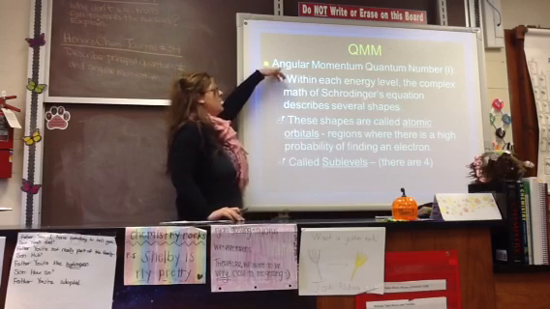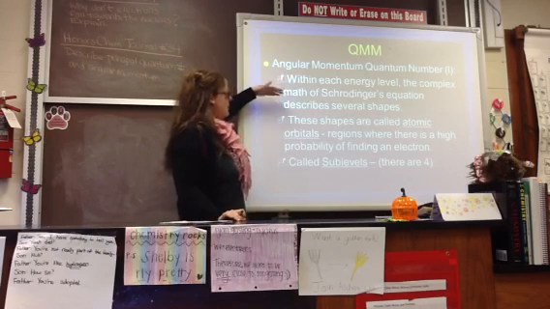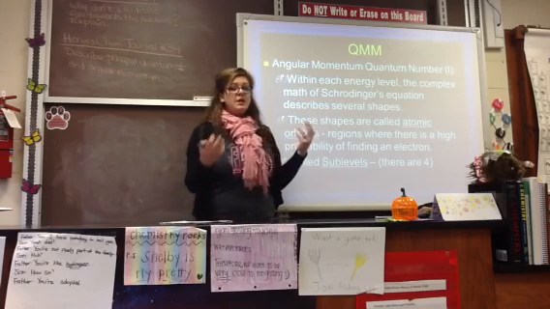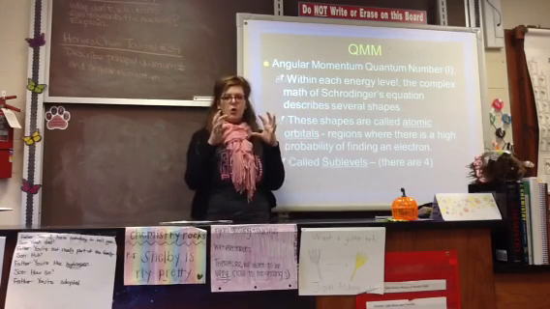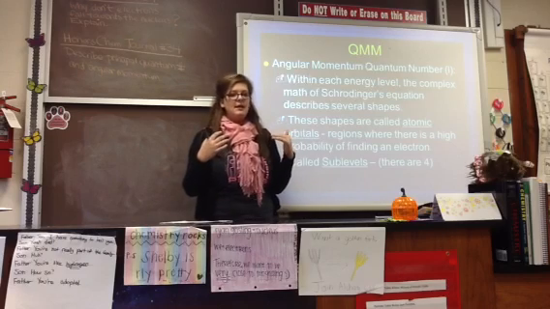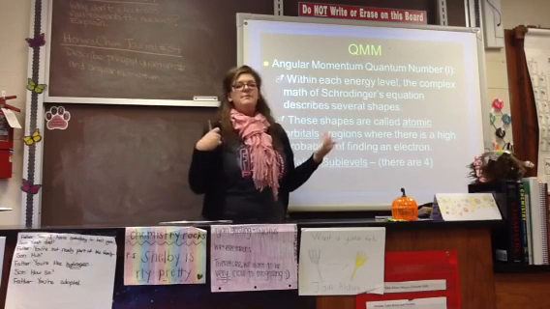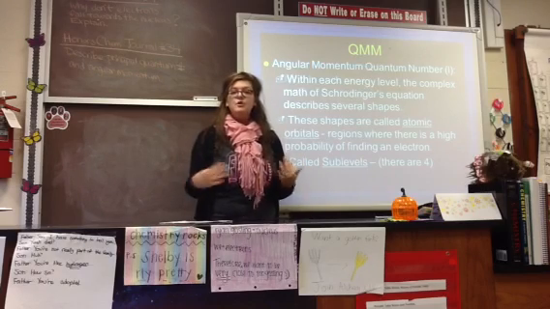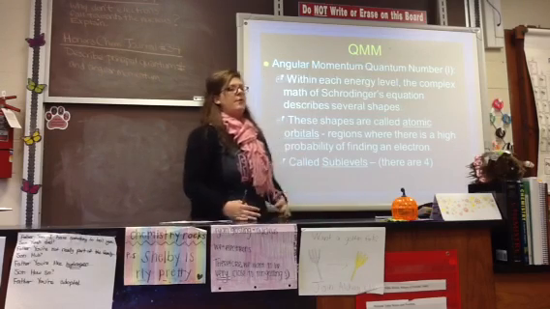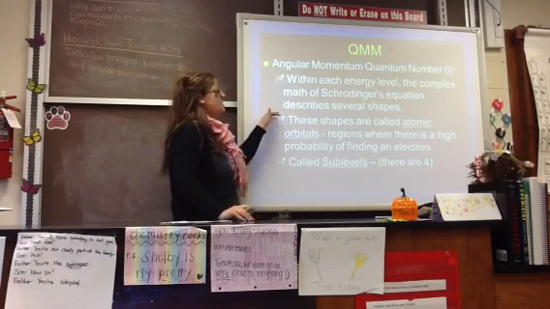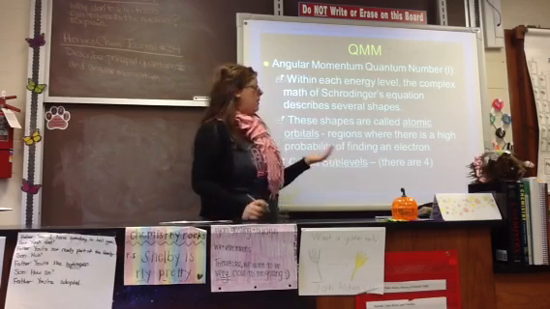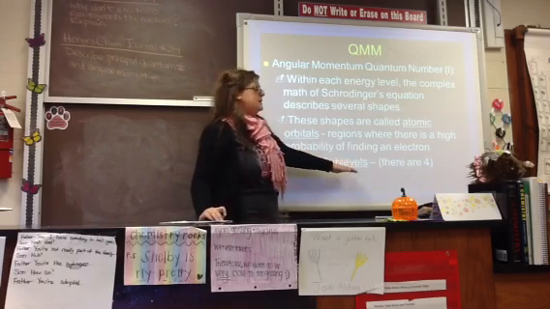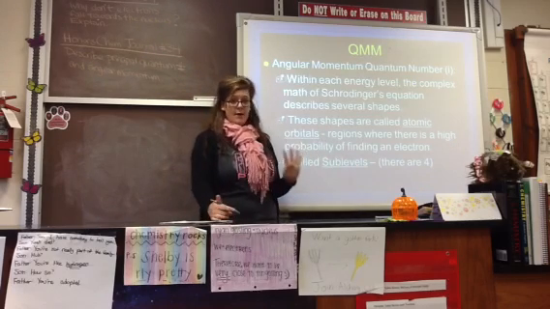So it says on here, within each energy level, complex math of Schrodinger equations describes several shapes. So we're not always going to see an electron cloud as a circle or a sphere. Sometimes it can look like a clover leaf. Sometimes it can look spherical. Sometimes it could look like a dumbbell. It's going to change depending on where we are on the periodic table. So these shapes that the electron cloud can make, we call these atomic orbitals. You will also hear them called sublevels, and there are 4 of them.